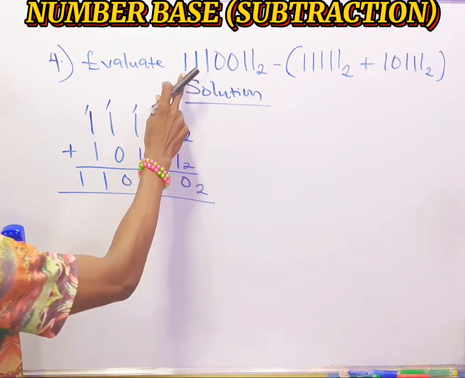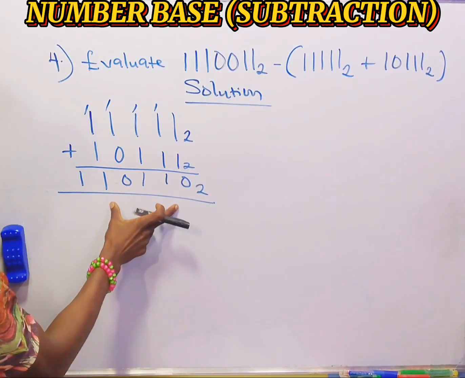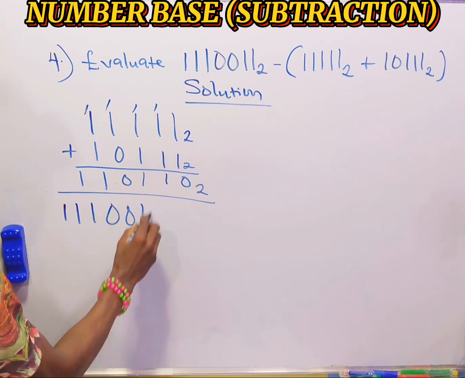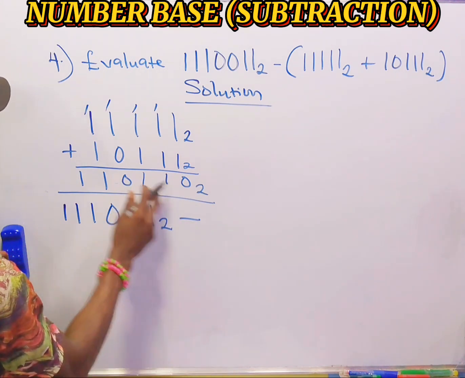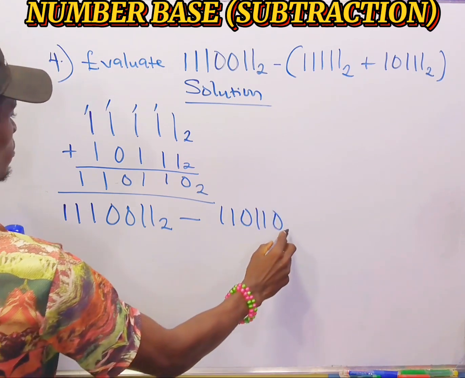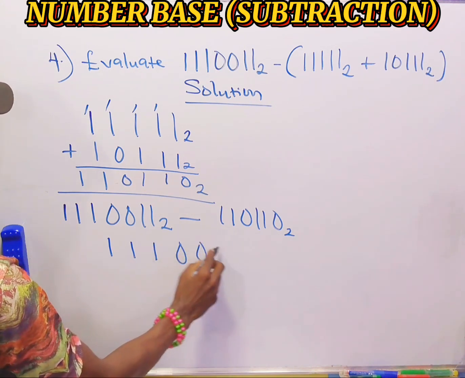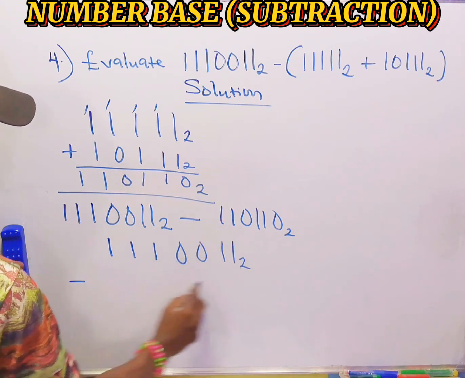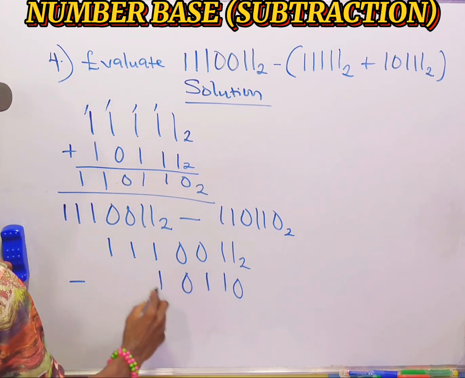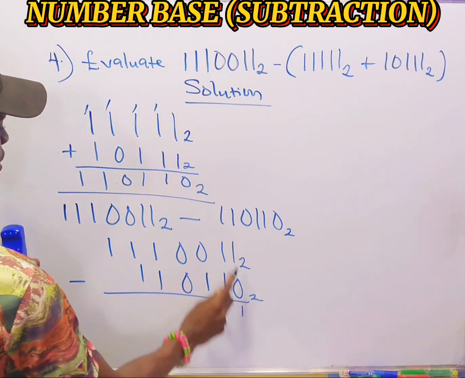Now the next step, we take away 1110011 base 2. We take this value from it. We now say 1110011 base 2 minus our new result, which is 110110 base 2. That gives us 1110011 base 2 minus 110110 base 2. 1 minus 0 is 1.